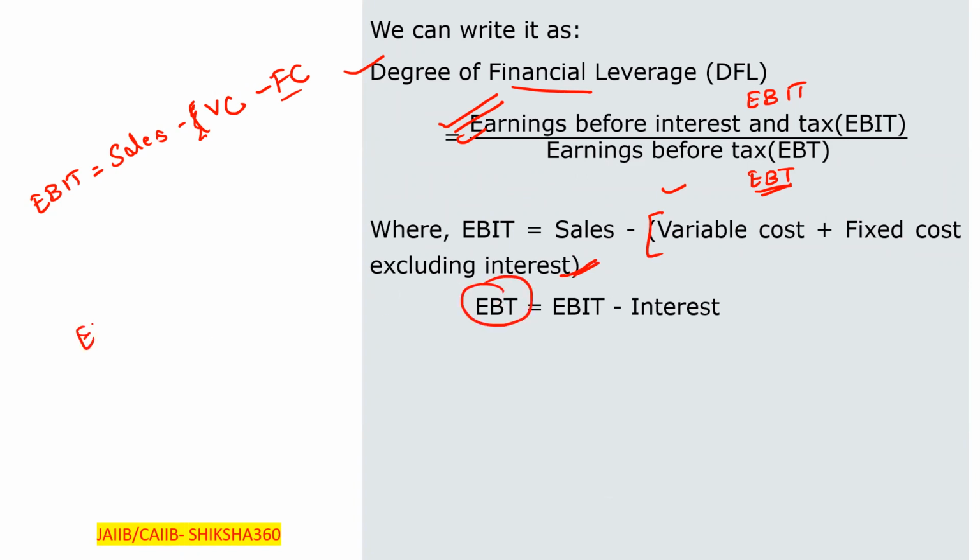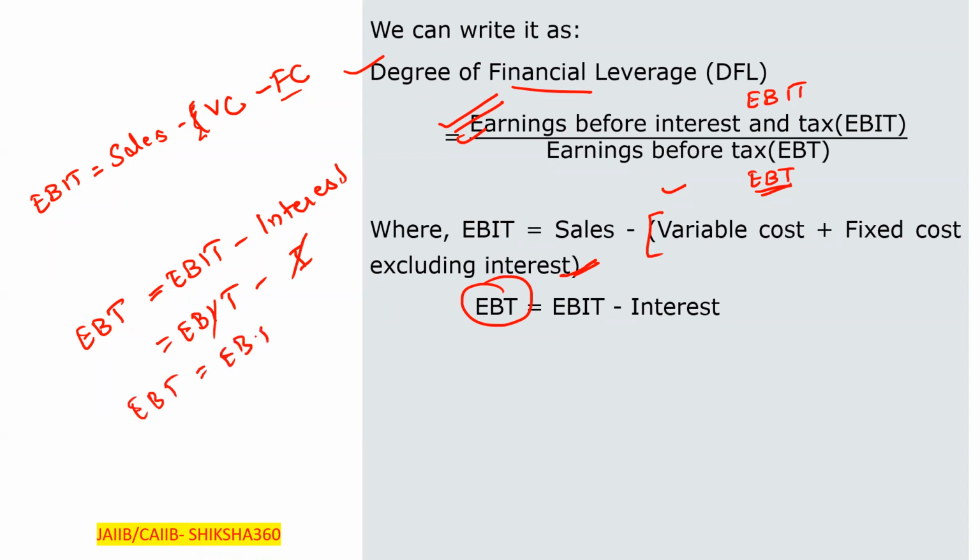And what is EBT? Earnings before tax. So we have to subtract the interest here: EBIT minus I is what will be left, EBT. Just a funny thing, but for remembering purposes you can do that, clear? So degree of financial leverage is EBIT upon EBT, where EBIT is sales minus variable cost minus fixed cost excluding interest, and EBT is earnings before tax, so we have to remove the interest component here. Please tell fast now, are all of you able to understand the meaning of financial leverage? What is the meaning of operating leverage here?